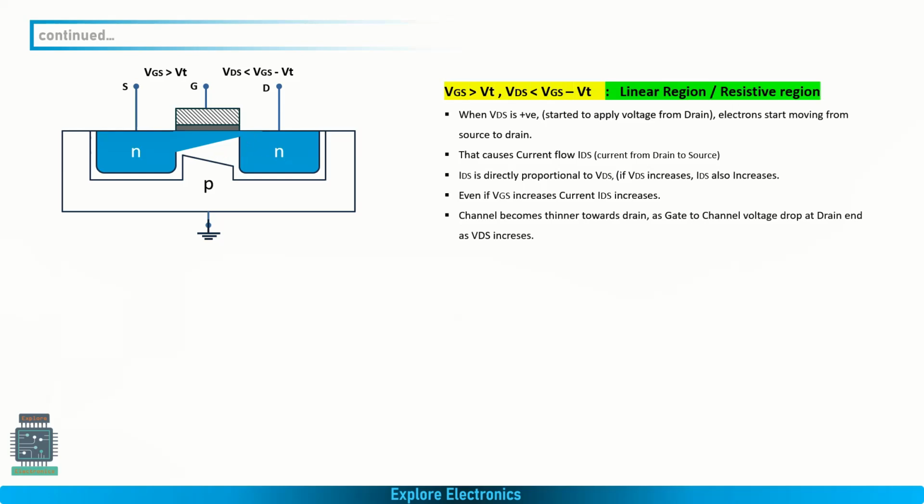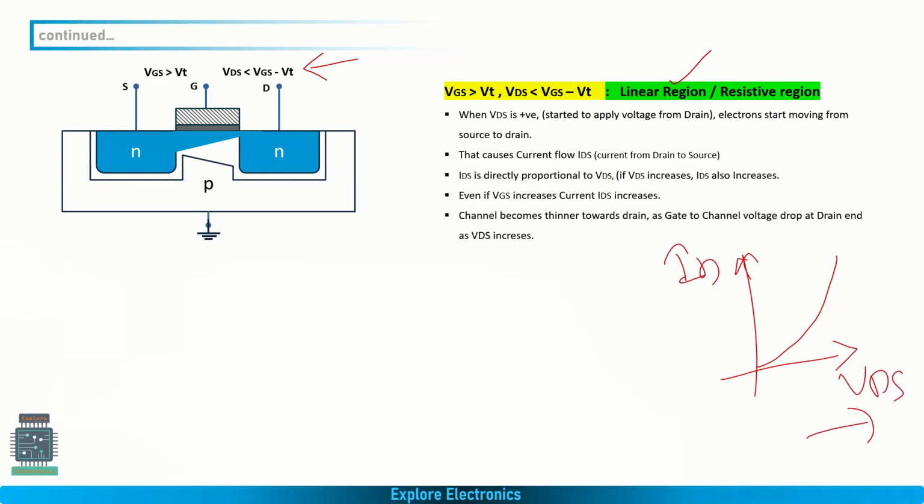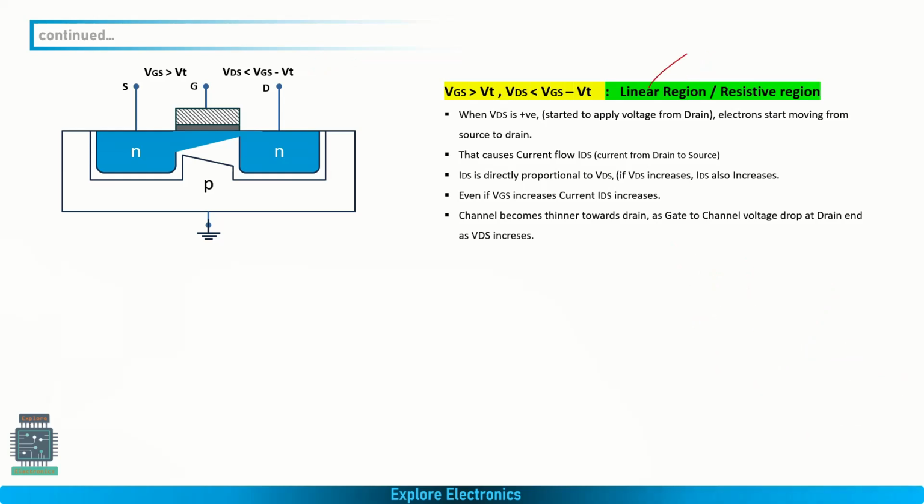That is the next region of operation we need to see. But until it is in this condition, it is called the linear region. The current will increase linearly. If you take this as ID and this as VDS, as VDS increases, current also increases. That is a linear increase in the current, and it is also called the resistive region.